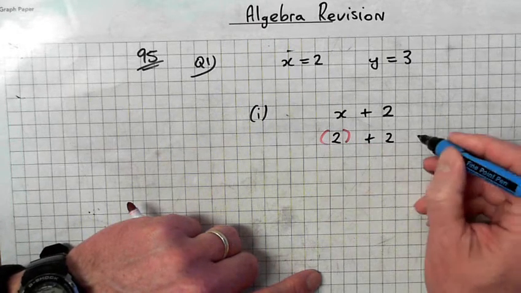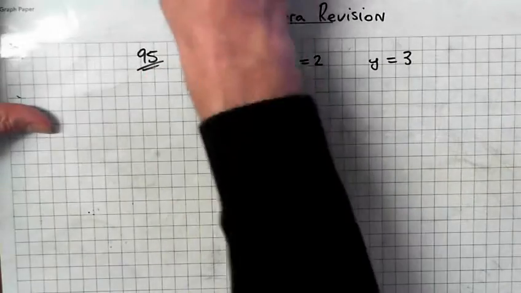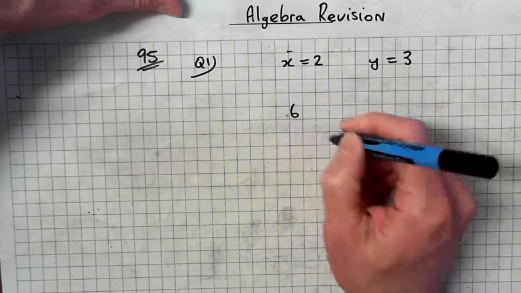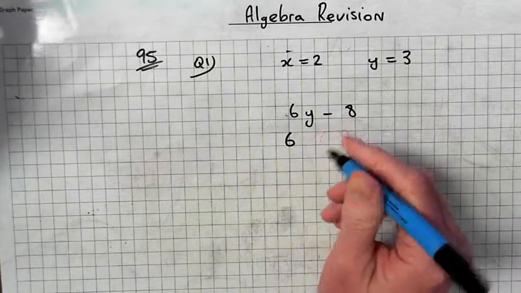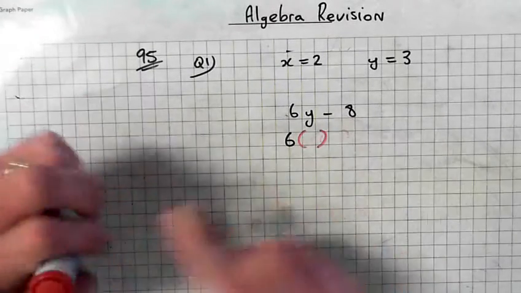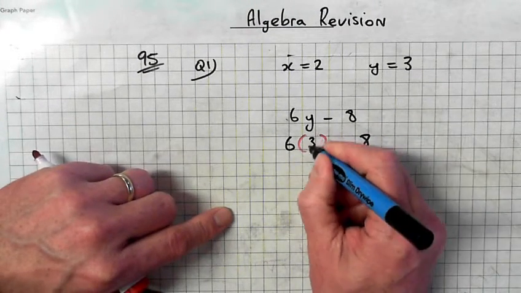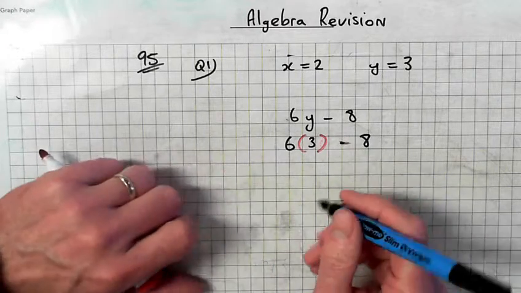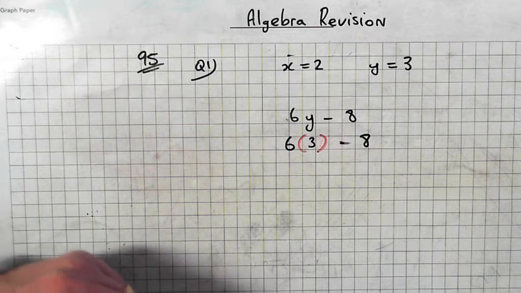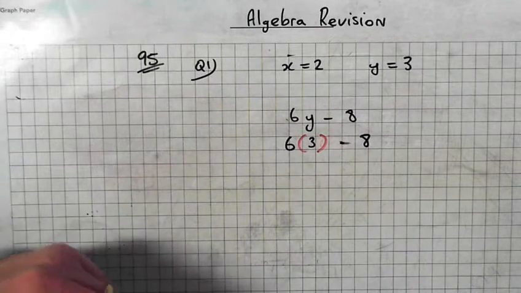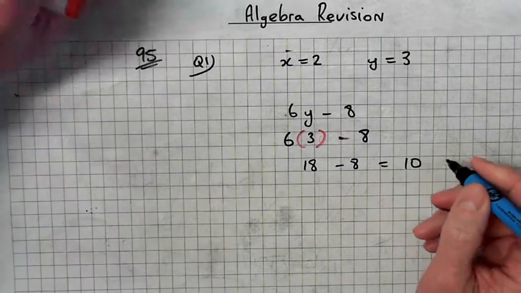Alright, so that's 2 plus 2, isn't it? Alright, again, 6, replace the y with brackets. So basically put in the number now, y is equal to 3. So always do BIMDAS: brackets, indices, multiplication, division, addition and subtraction. So multiplication first. 6 3s are 18. 18 minus 8. 10. The answer is 10.